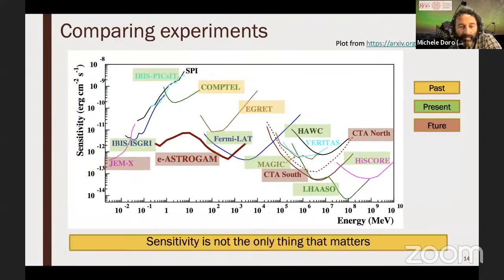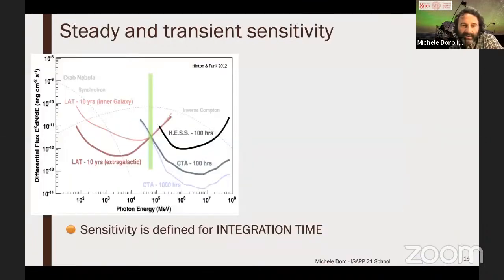I have to make an important remark here. This is a plot of sensitivity, and sensitivity is really what you want. It's the minimum flux that you can detect, and you want to be as sensitive as possible. But especially if you're not in the field, or you work on other fields, or you're not an experimentalist, it's important that you understand that sensitivity is not the only thing that matters to judge an instrument. Clearly, the sensitivity range is important, but it's not the only factor.